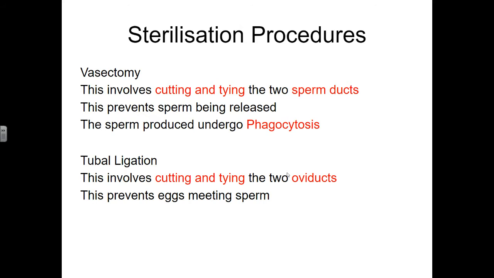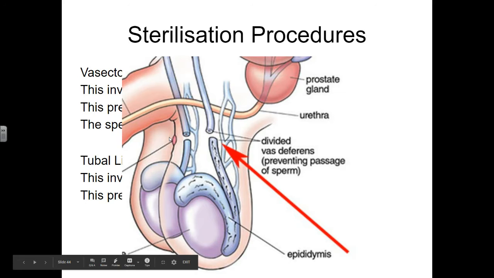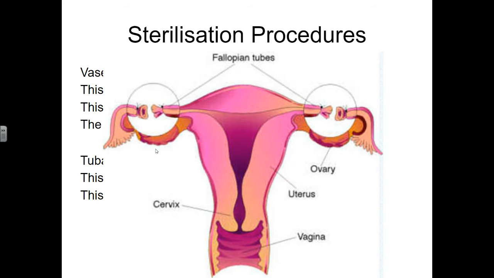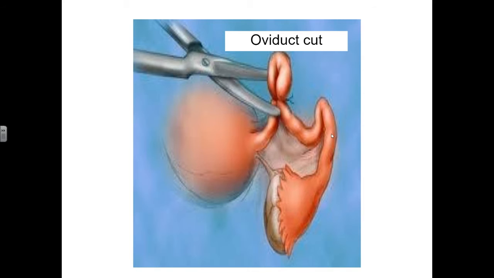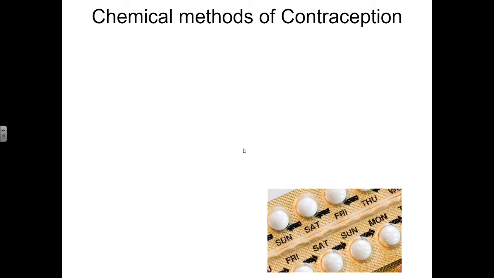This prevents, again, the egg getting near the sperm, and as we know, the oviduct is the site of fertilization, so if the sperm and the egg can't meet, you can't have fertilization. This is a large picture of the male anatomy, and you can see the tubal ligation of the vas deferens or sperm tube, and you can see tubal ligation in the female as well. Lovely. More tubal ligation.